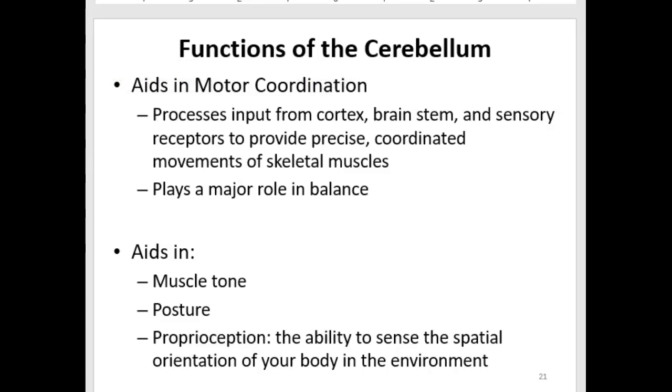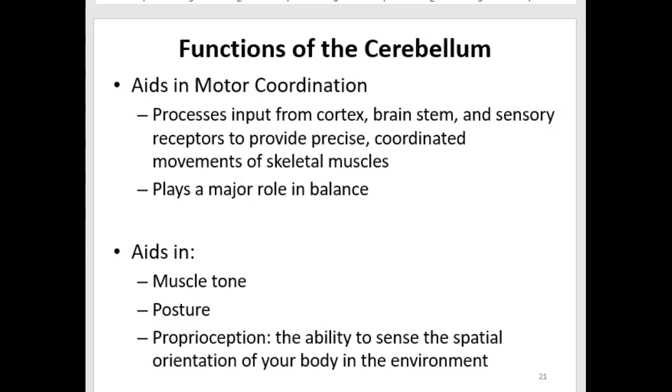So the major function of the cerebellum relates to motor coordination. It receives input from many areas of the brain, as well as peripheral sensory information, and it can relay that sensory information to the motor association areas. So the cerebellum is best known in aiding motor coordination and playing a role in balance so that we can perform precise coordinated movements of our skeletal muscles.